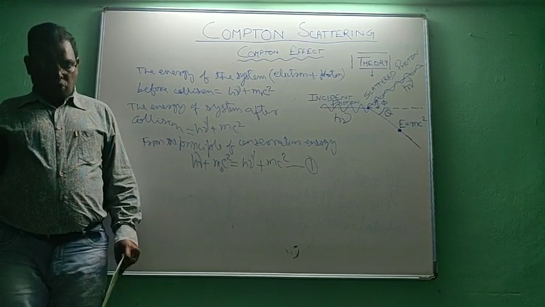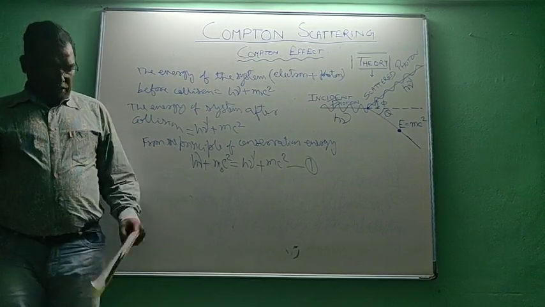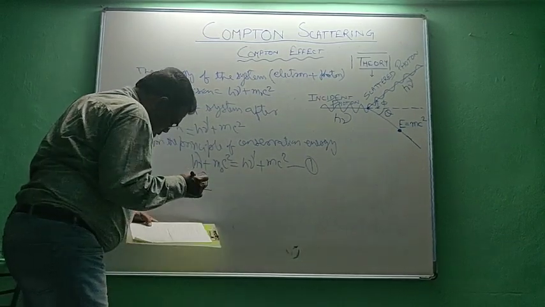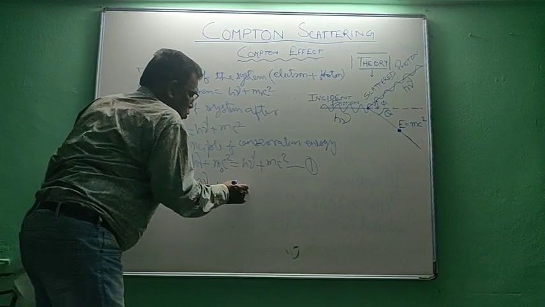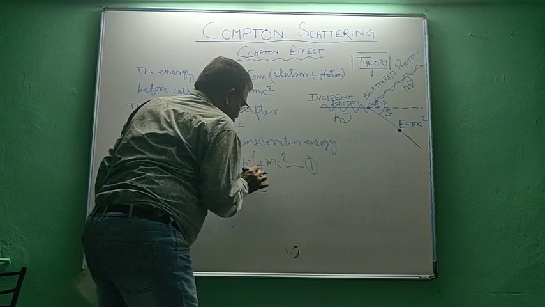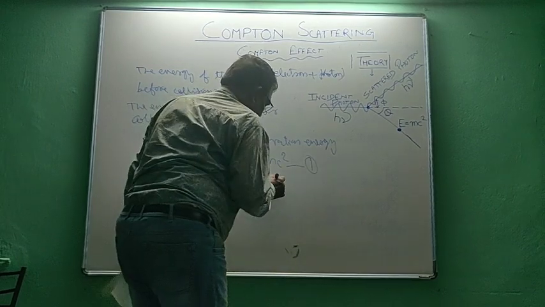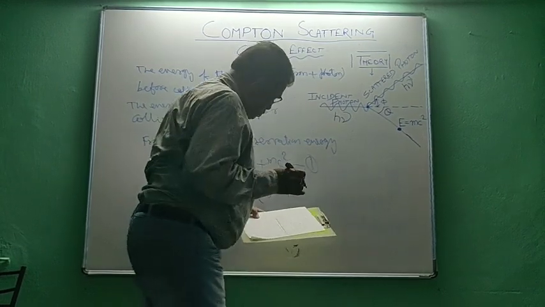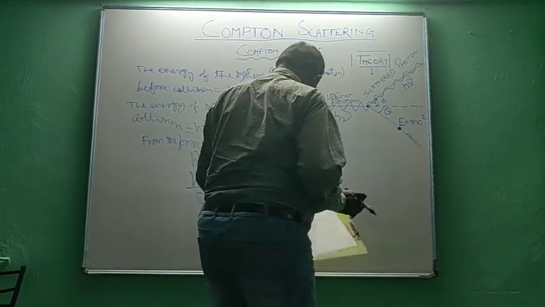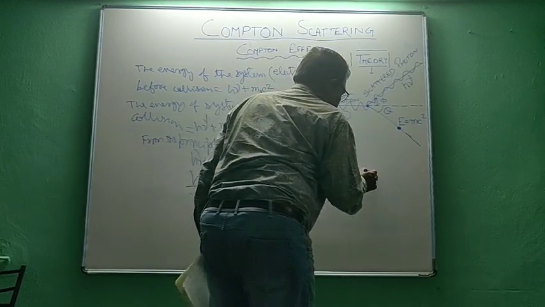Again I am going to repeat that from the principle of conservation of linear momentum in the direction of the incident photon: h nu by c plus 0 equals h nu dash by c cos phi plus m v cos theta. Let it be equation 2.